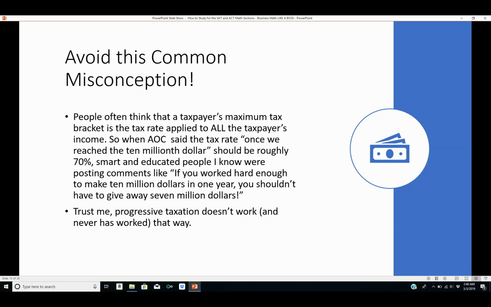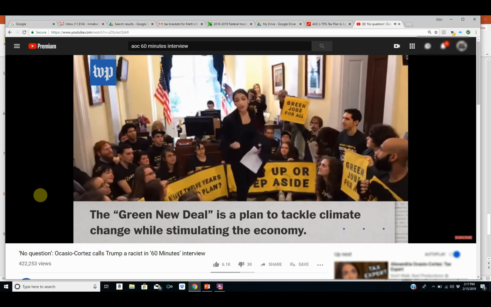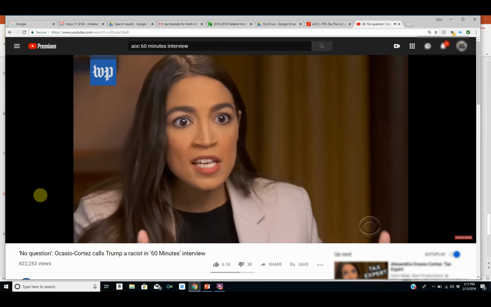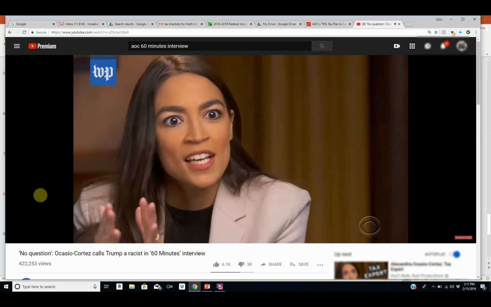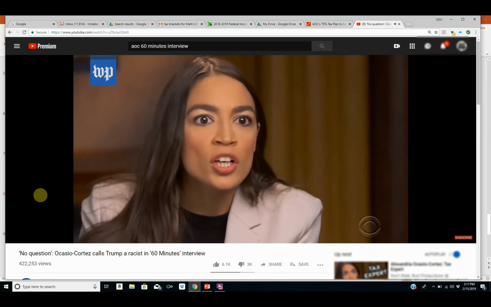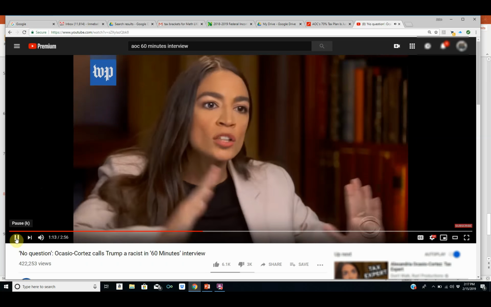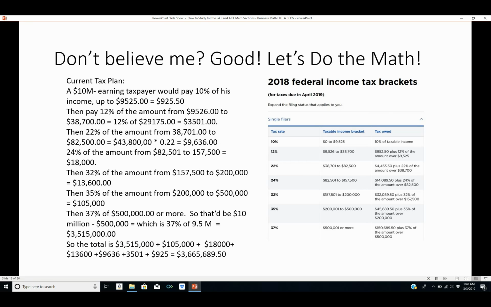That doesn't work that way. Progressive taxation doesn't work and has never worked that way. You would not pay 70% on your entire tax bill, or on your entire income is what I mean. When you have a progressive tax rate system, your tax rate, let's say from 0 to $75,000, may be 10% or 15%, etc. But once you get to the tippy tops, on your $10 millionth dollar, sometimes you see tax rates as high as 60 or 70%. That doesn't mean all $10 million are taxed at an extremely high rate. So if you don't believe me, good, let's do the math.